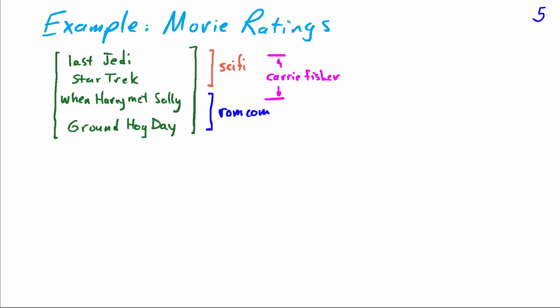For a second example, we're going to revisit the movie ratings problem, where we ask people to rate four movies: The Last Jedi, Star Trek, When Harry Met Sally, and Groundhog Day. Last Jedi and Star Trek, we're going to classify those as science fiction movies. When Harry Met Sally and Groundhog Day we'll call romantic comedies. And then When Harry Met Sally and The Last Jedi both have Carrie Fisher as a lead actress in them.